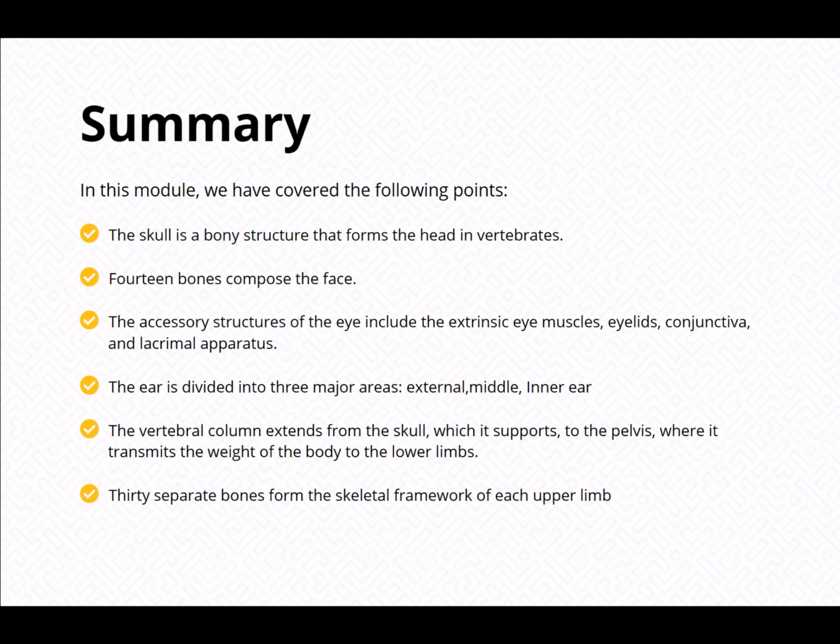The vertebral column extends from the skull, which it supports, to the pelvis, where it transmits the weight of the body to the lower limbs. 30 separate bones form the skeletal framework of each upper limb.